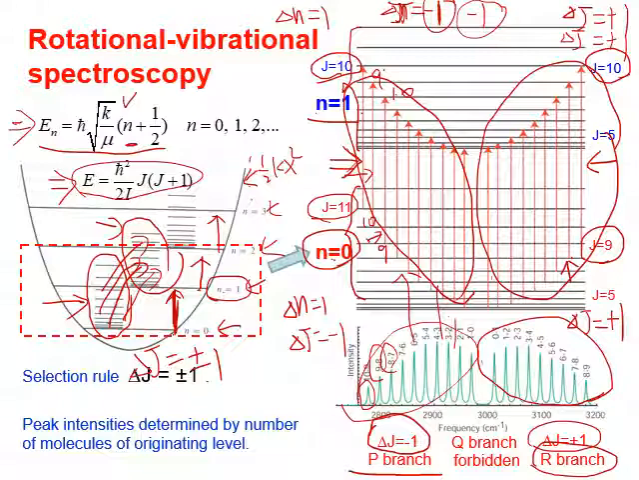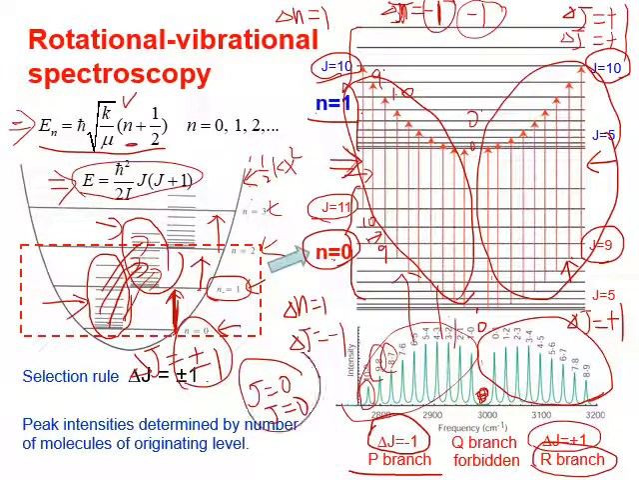Now, what about the center? There's a missing line here, and this is due to the transition from 0 to 0. The 0 to 0 is against the selection rule, because delta J has to be positive or negative 1. So from J equals 0 of the first vibration to J equals 0 of the second vibration, delta J is 0 and against the selection rule, so it's forbidden. It's called the Q branch, but it's forbidden, and therefore you don't see it. All these results are predicted by quantum mechanics, but also confirmed by experiments.